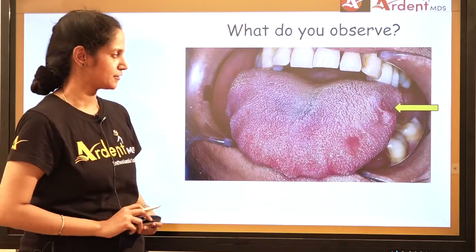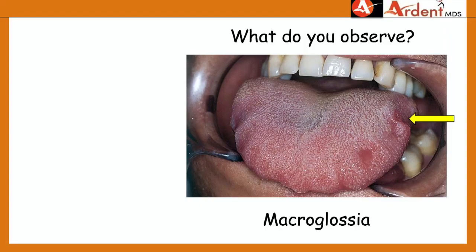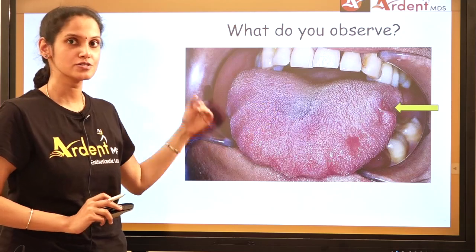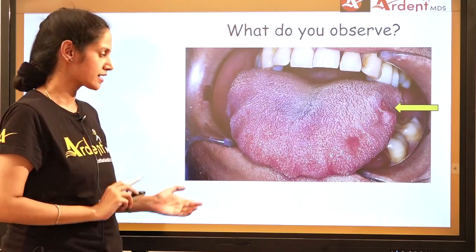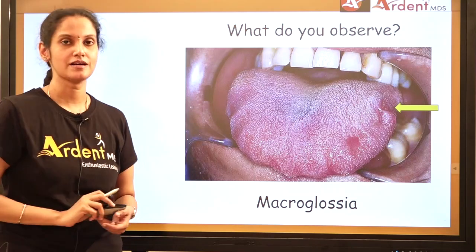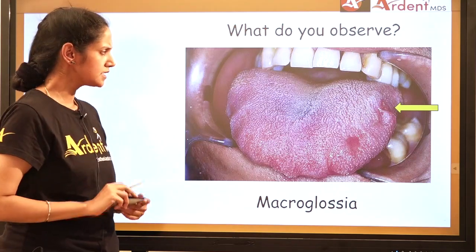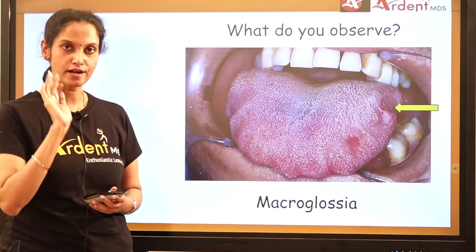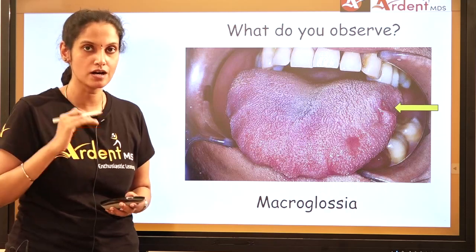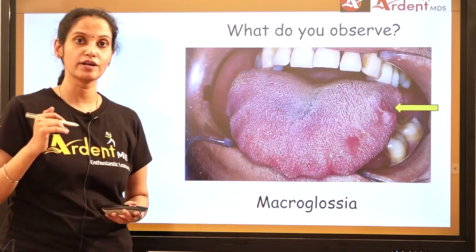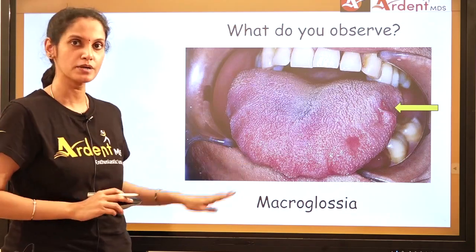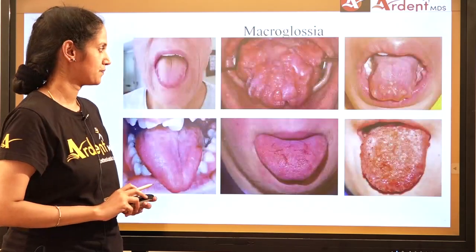So what do you observe here? Clinically, when the patient comes and you find these crenations on the lateral borders of the tongue, the first thing which should strike you is macroglossia, an abnormally large tongue. And there is another word called relative macroglossia, in which case the tongue is of normal size, but the jaws are smaller. When the patient has micrognathia, the tongue will appear as if it is large. That is relative macroglossia. Now coming back to true macroglossia.